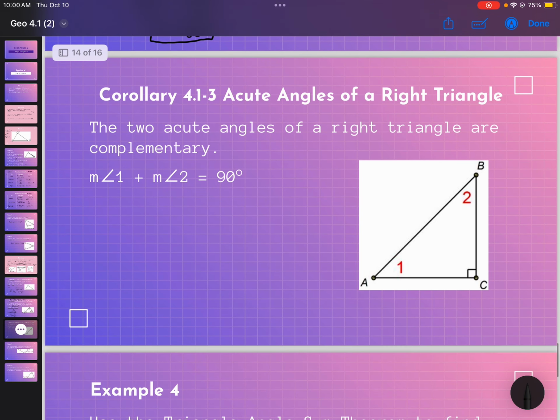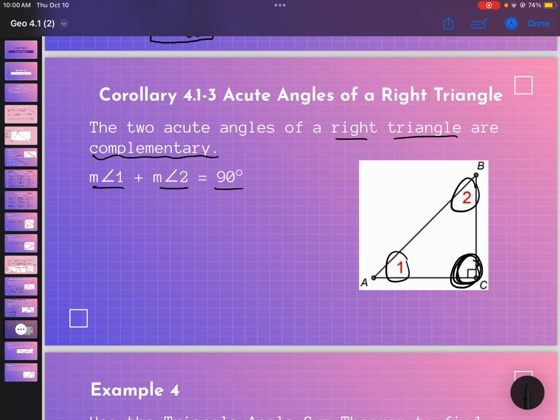All right, another corollary for y'all. Two acute angles of a right triangle are complementary. So again, with this one, it's a corollary because it's derived directly from theorem 4.11. If I know that all three of these angles have to add to 180 degrees, and I already know that one of them is 90, well, that makes sense that the measure of angle 1 plus the measure of angle 2 would equal 90 degrees.